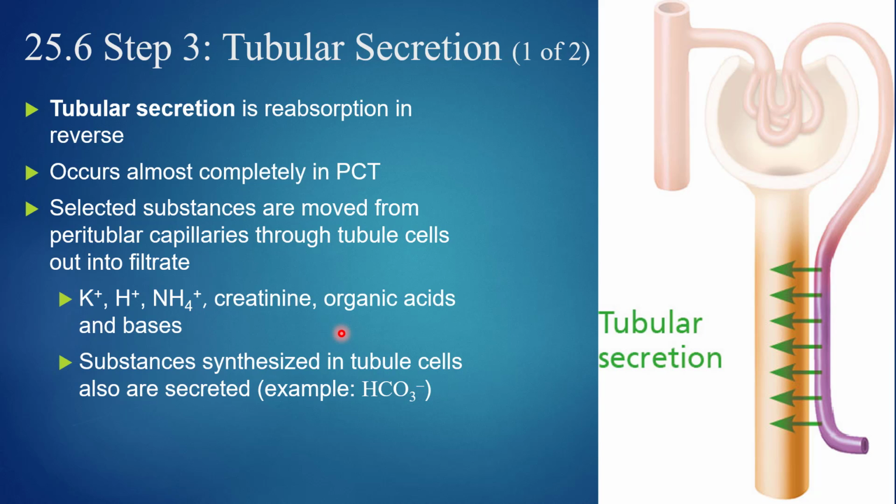And selected substances are moved from the peritubular capillaries through tubule cells or out into the filtrate. You have potassium, hydrogen, ammonia, creatinine, organic acids, and bases. And substances that are synthesized in the tubule cells are also secreted. Example of this would be your bicarbonates.